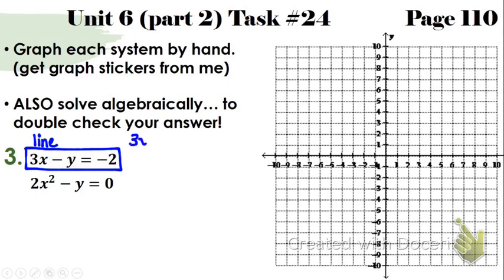I need the y all alone. How do I get the y alone? I can subtract 3x from both sides. I could also choose to add y to both sides. Why didn't you do this one first? You just chose it first? It's on top. That's as deep as my thinking went.